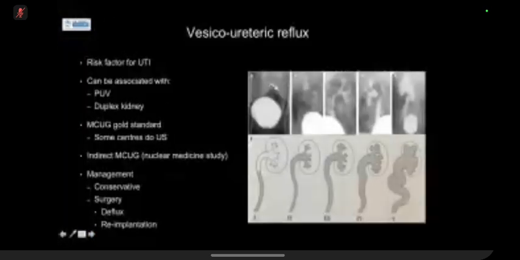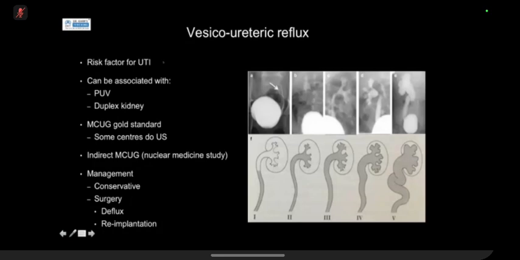So vesico-ureteric reflux, this is a risk factor for urinary tract infections, and in the UK, in children under the age of 1, we will tend to do an MCUG study to look for vesico-ureteric reflux. We will then do it in selective cases over the age of 1, depending on whether it's atypical infection or recurrent infections, etc., or if there's a family history of reflux and what the ultrasound shows. We can also see it, rather than just an isolated de novo finding, in association with posterior urethral valves, and as I explained earlier, with duplex kidneys.